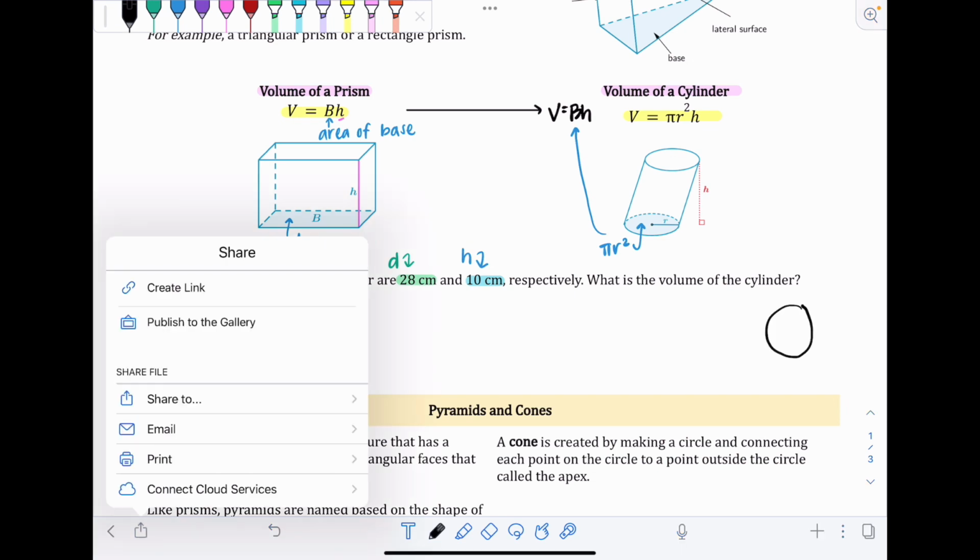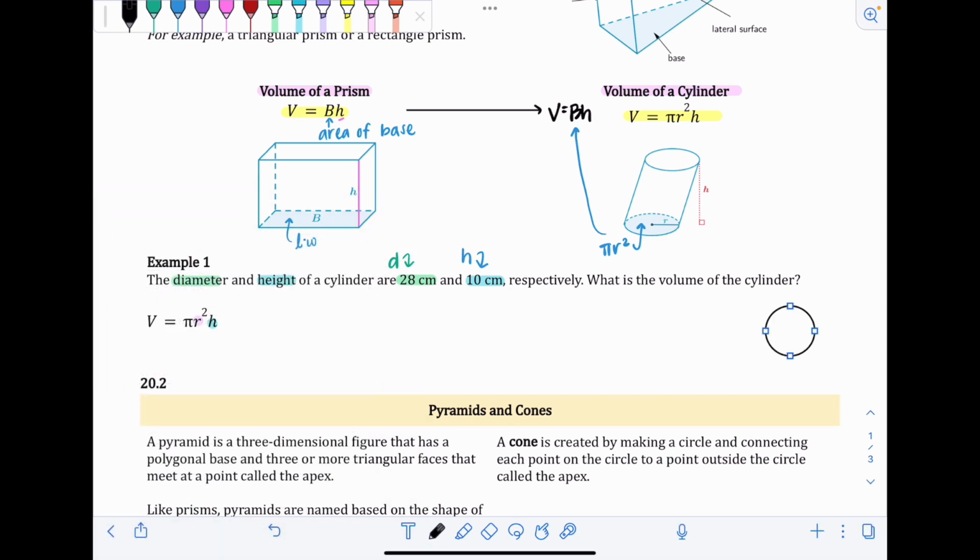So if we picture a circle, we have our center right here. The radius goes from the center to the edge of the circle. And then the diameter goes all the way from edge to edge through the center. So the radius is always half of the diameter. So we'll do 28 divided by 2, and that gives us 14 centimeters. So the radius of the cylinder's base, which is a circle, is 14 centimeters.